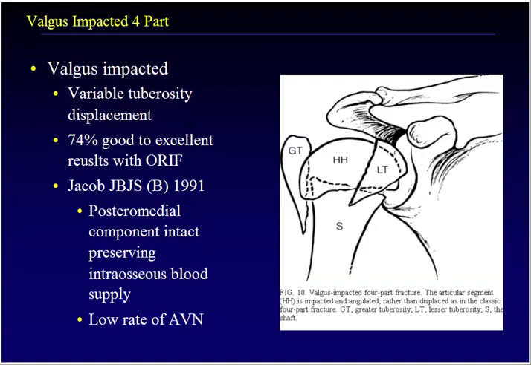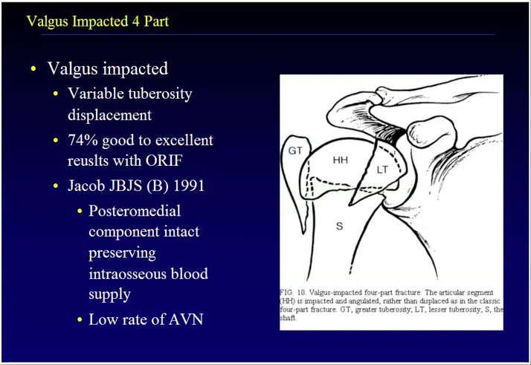What about the valgus impacted four-part proximal humerus fracture? That's a kind of a unique injury. You'll have variable tuberosity displacement, and these do have typically good to excellent results with ORIF in the 75% range, so 3 or 4 of them. And what you have with these fractures is basically an impaction injury, where the humeral head is rotated about 90 degrees into valgus because of the impaction of the shaft and the subsequent split of the tuberosities.